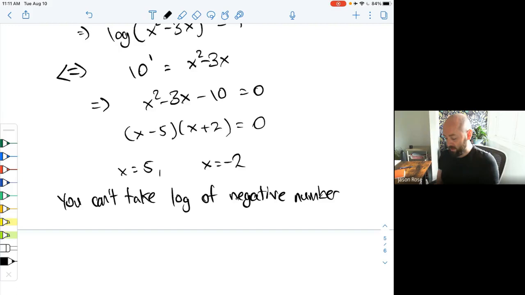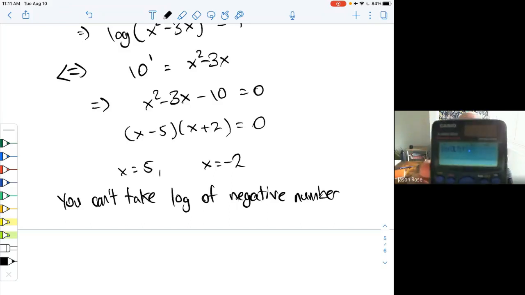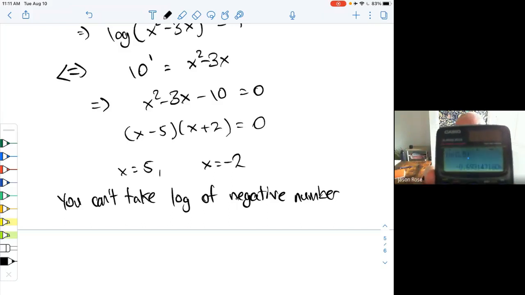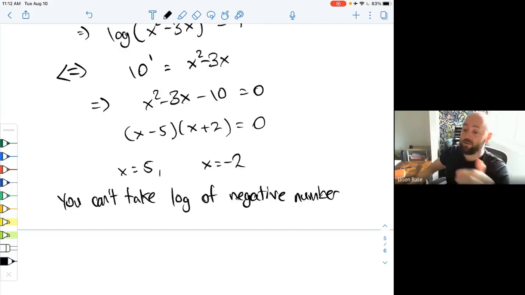But can the answer of a log be negative, or can a log be negative? Let's say I do the natural log of 0.5. It's minus something, right? So you can get a negative answer from a log, but you can't take the log of a negative number. I know I sound like I'm being extremely fussy right now, and this is important in maths.